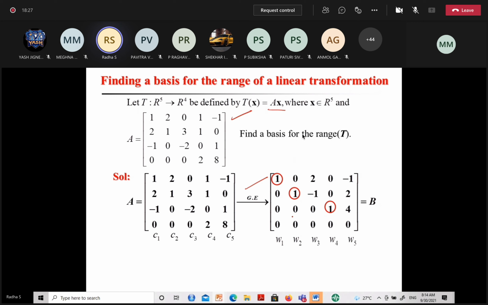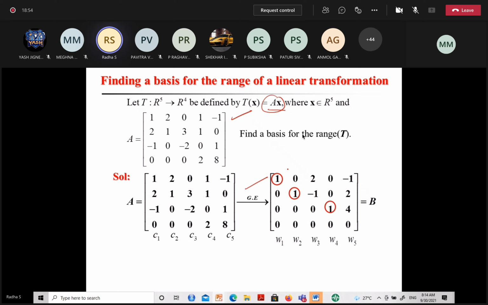So if you see this, since you need a basis for the range of T, and this is being defined by A times X, so what is the dimension of the range of T? It is the dimension of the column space. As somebody said, that is correct. But here it will be applicable, right? So it is equal to the dimension of the column space.